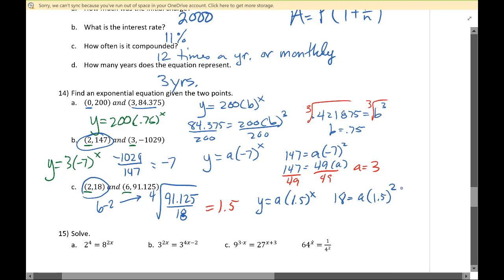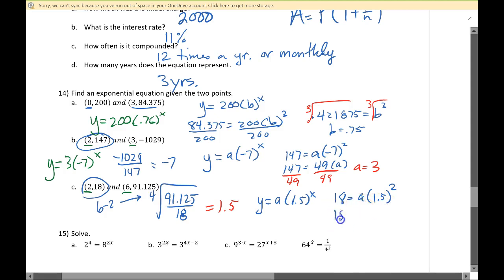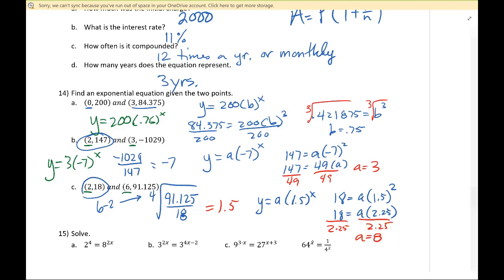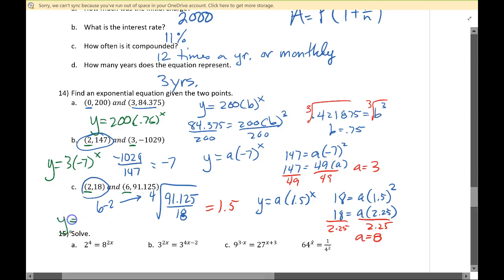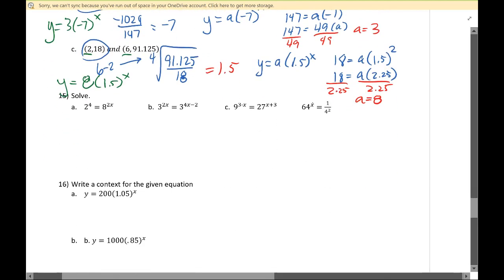And so 1.5 squared is 2.25. So 18 equals a times 2.25. We divide by the 2.25 to get a by itself. And we see that a equals 8. So our equation for this problem is y equals 8 times 1.5 to the x. And again, if you need to check yourself on this, just put it in y equals on your calculator and check your table. Alright, almost done.